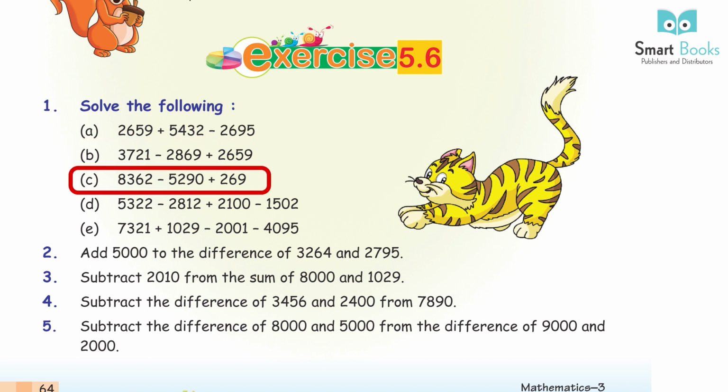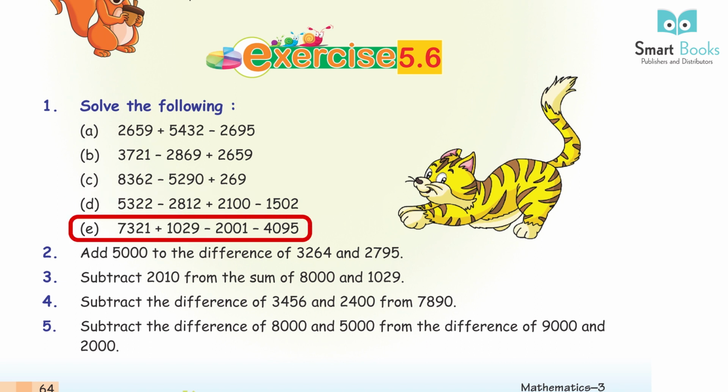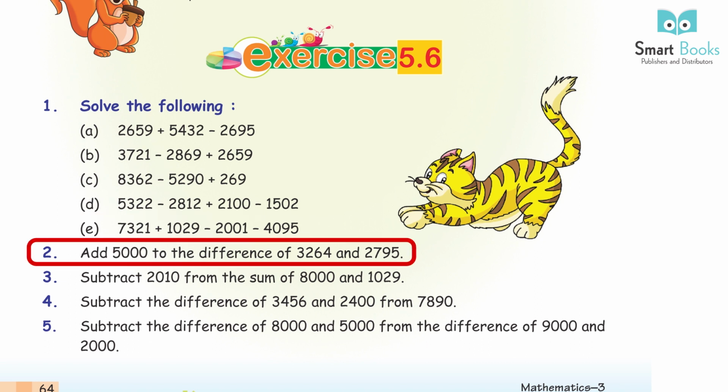C. 8,362 minus 5,290 plus 269. Answer 3,341. D. 5,322 minus 2,812 plus 2,100 minus 1,502. Answer 3,108. E. 7,321 plus 1,029 minus 2,001 minus 4,095. Answer 2,254.